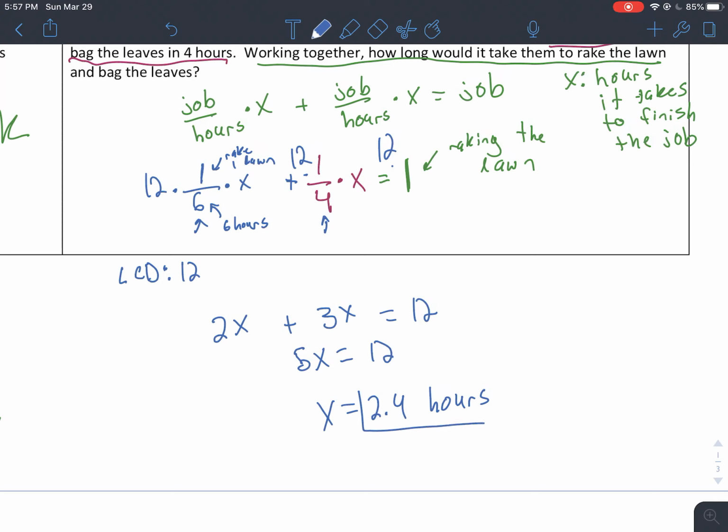2.4 hours. Okay, so that's an acceptable answer. If you want to get kind of neat, you can make 0.4 hours into minutes, right? To do that, it would be 0.4 times 60 minutes. So if we did that, 0.4 times 60 gives us 24. So it would take 2 hours and 24 minutes.